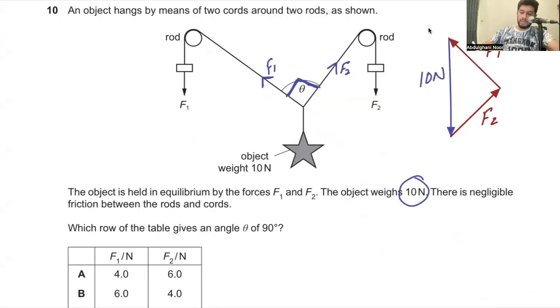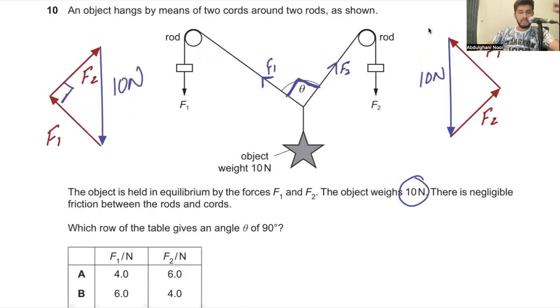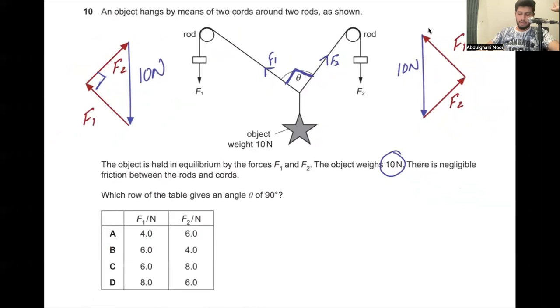Once again, it does not make a difference where you draw F1 and where you draw F2. You can draw F1 like this, you can draw F2 like this, and you can draw your 10 Newton like this. The order does not matter. As long as they want it to be 90 degrees, we've drawn it as 90 degrees. And we know our resultant is 10 Newtons.